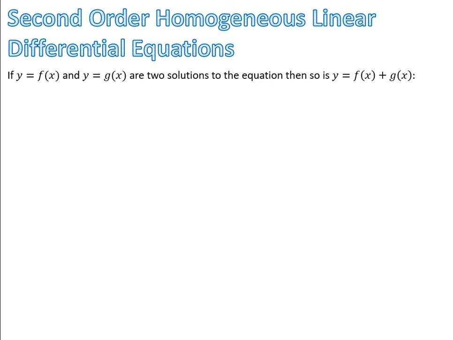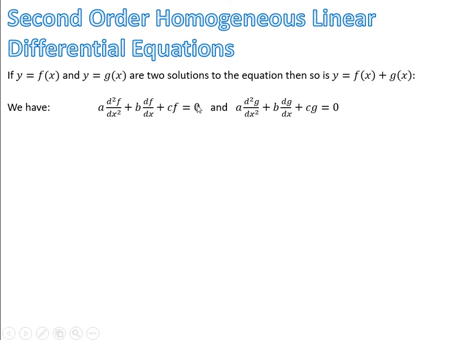Okay, but the idea is because of these two arbitrary constants. If y equals a function in terms of x, and y equals another, different function in terms of x, and if they're both solutions to the equation, then so is y equal to f of x plus g of x, and this is the proof of that. So in terms of that second order homogeneous differential equation that we just looked at, equal to 0, basically replacing the y's with f and g, we'd have a times d squared f by dx squared plus b times df by dx plus cf equal to 0, and vice versa with the g.